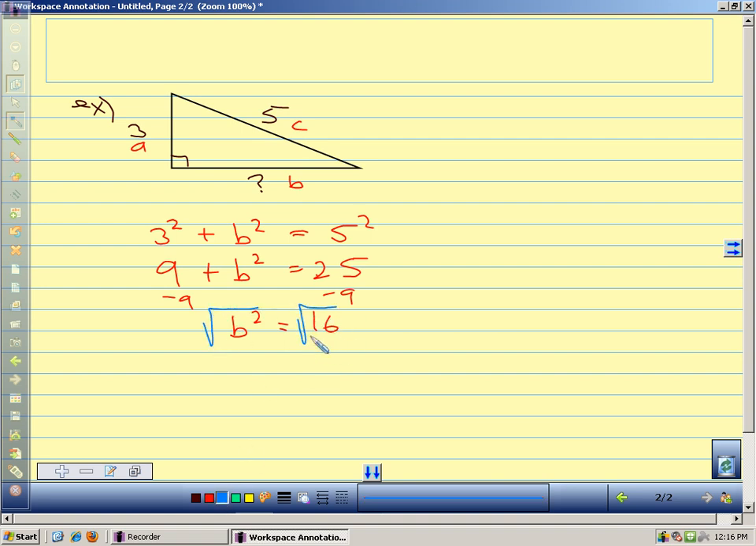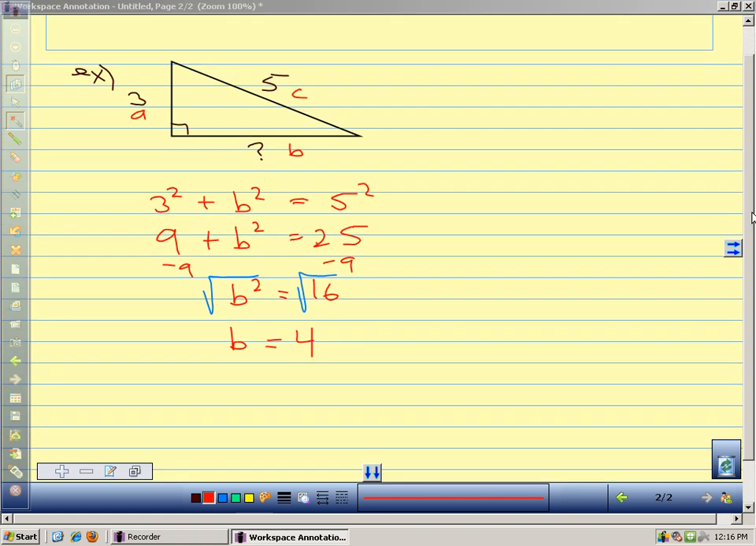Subtract 9 and I get B squared equals 16. Take the square root and B equals 4. When we have 3 integers, whole numbers like 1, 2, 3, that make the sides of a right triangle, they're called Pythagorean triples. So 3, 4, 5 is one that you'll see often enough that you'll probably start to remember that 3, 4, 5 will always make a right triangle. It's a pretty common set of side lengths for the Pythagorean theorem.